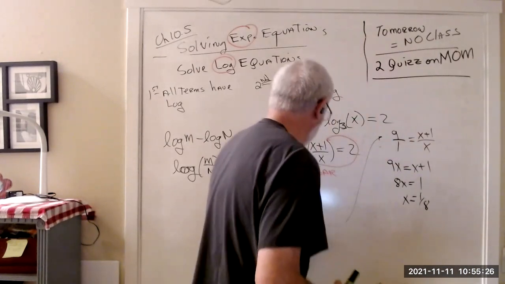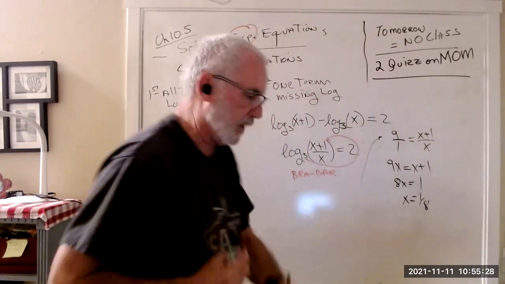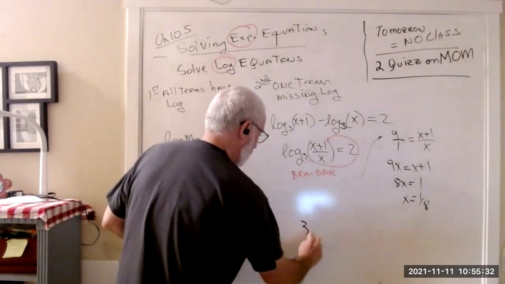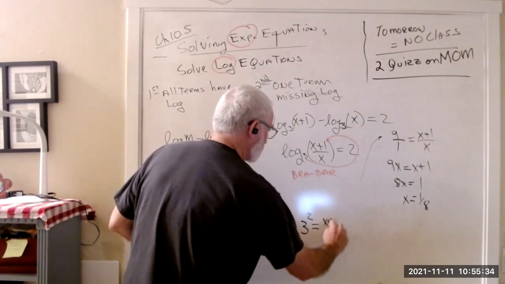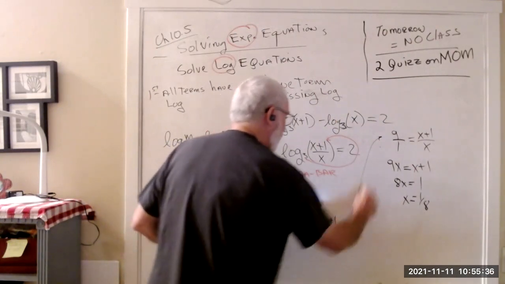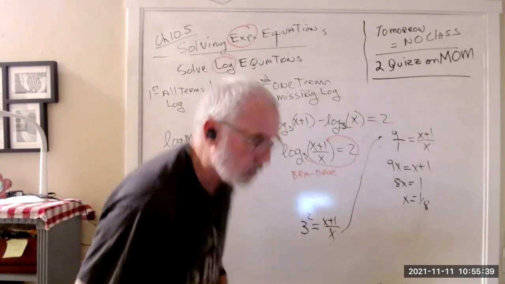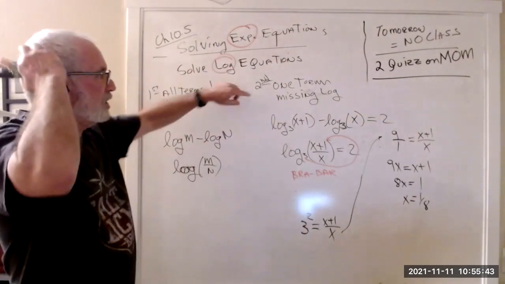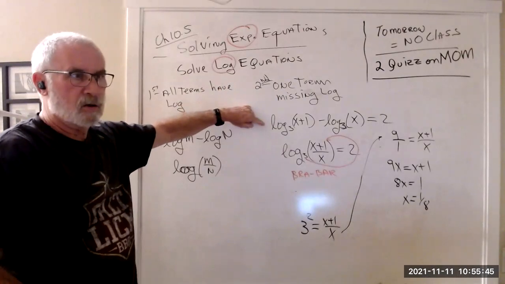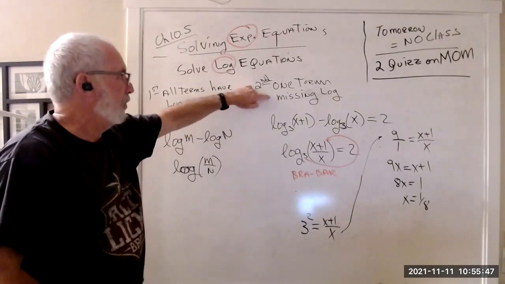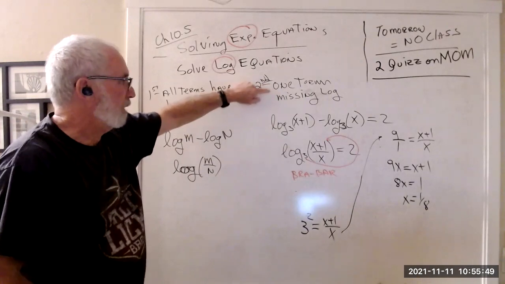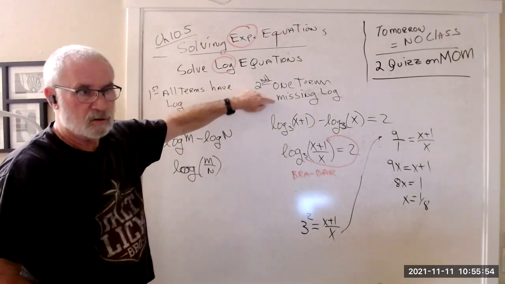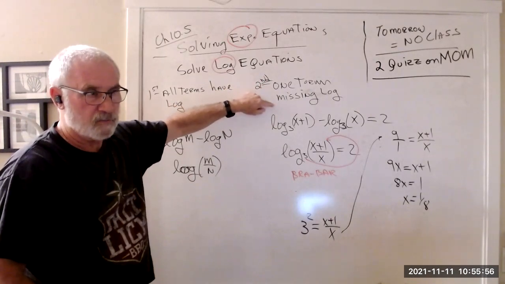There's a few tricks. Whoops, that was pretty dumb. I shouldn't have done that. 3 to the 2 equals x plus 1 over x. And then it came up like that. And I'm kind of in the glare.